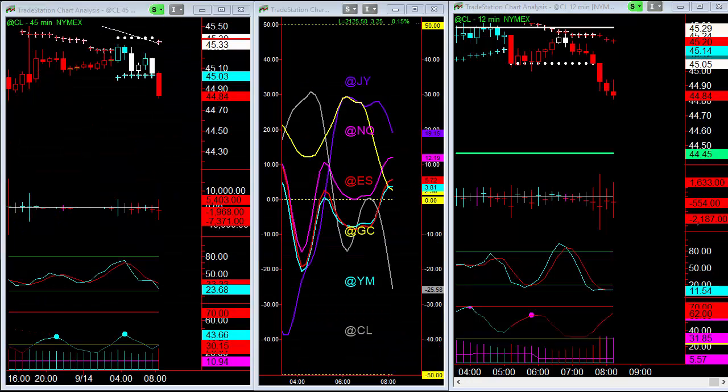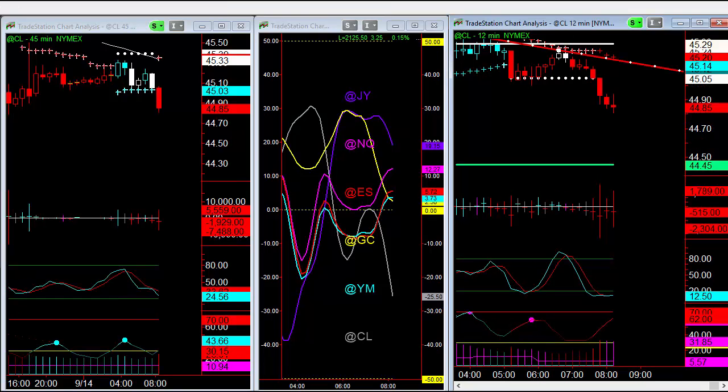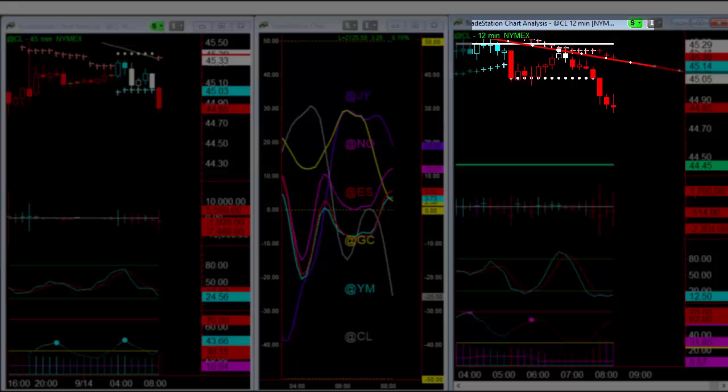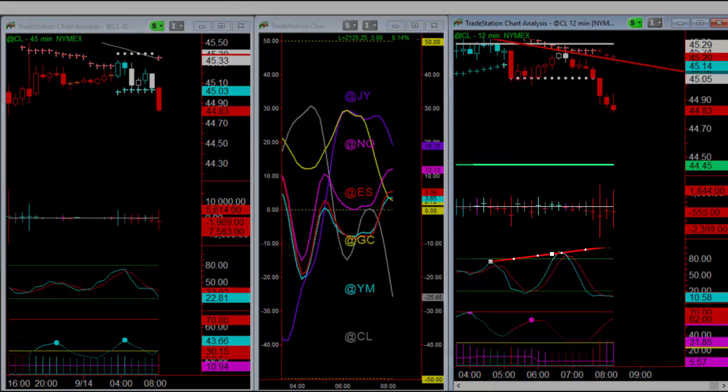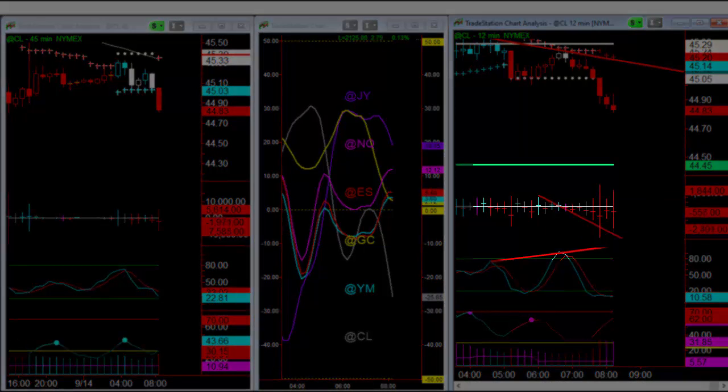Now, if you go over and look at my 45-minute and my 12-minute, which is my typical trading time frames, you can see that we were at an ATR on crude. So that immediately told me, hey, go check the stochastics because we might have divergence there. You can see I've marked the highs over on the 12-minute crude. You can see I marked the highs on the stochastics. That tells me, hey, there's hidden divergence there. Now, if you also look at the volume indicator, we can see that we have volume divergence there as well.